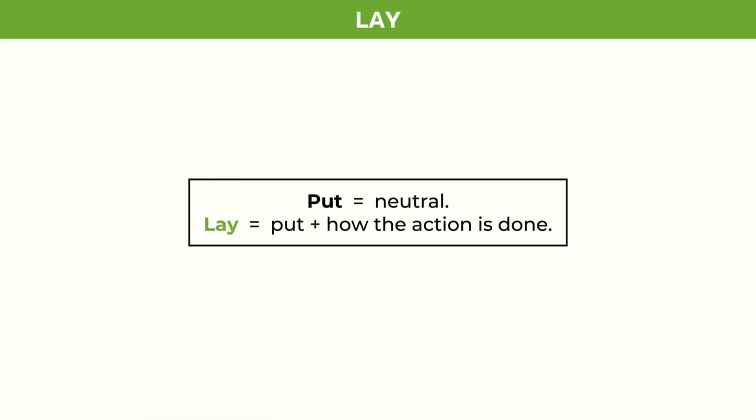Yes, you can often use put instead. Put is neutral, but lay adds meaning, how the action is done.